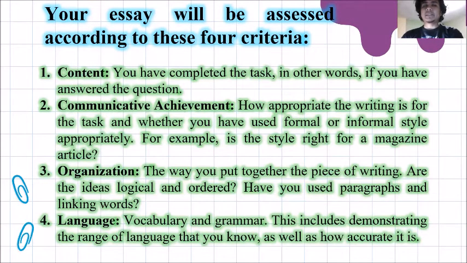Content: you have completed the task, in other words, if you answer the question. Communicative achievement: how appropriate the writing is for the task and whether you have used formal or informal style appropriately. Organization: the way you put together the piece of writing. Are the ideas logical in order? Have you used paragraphs and linking words? And number 4, language: vocabulary and grammar. This includes demonstrating the range of language that you know.